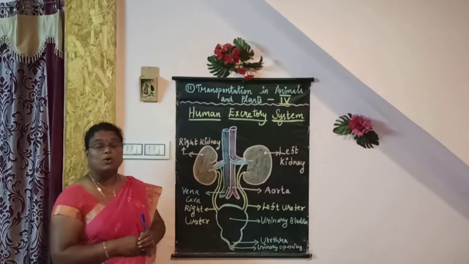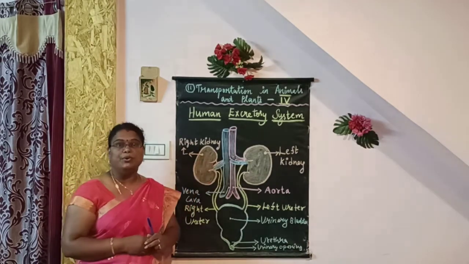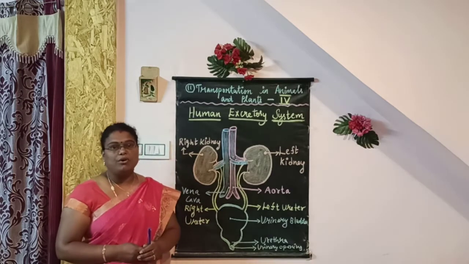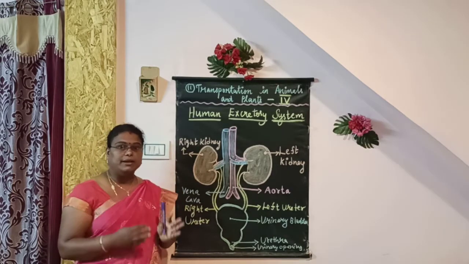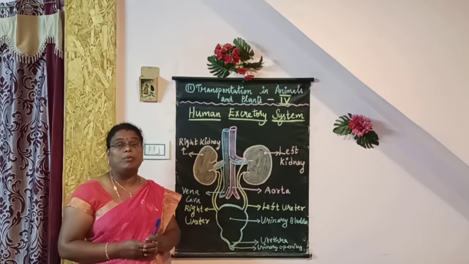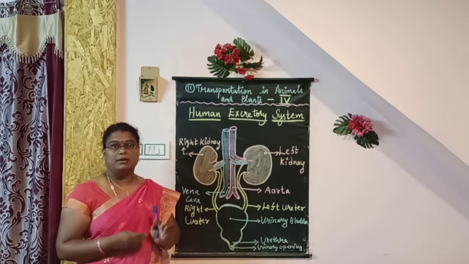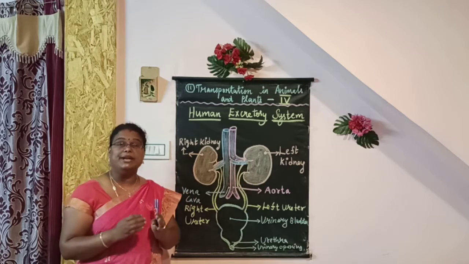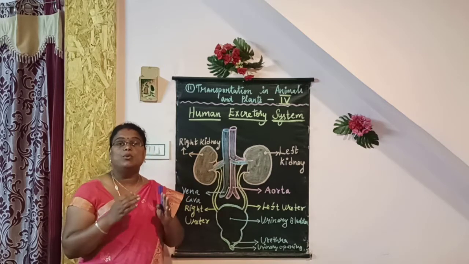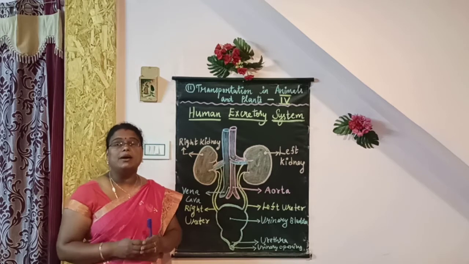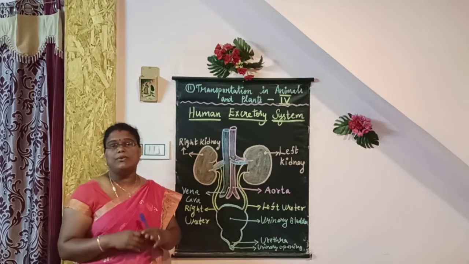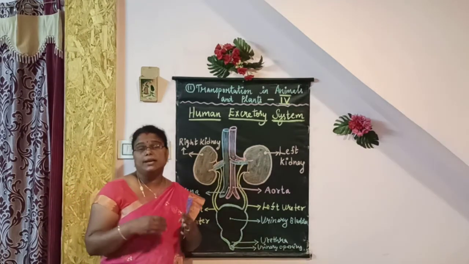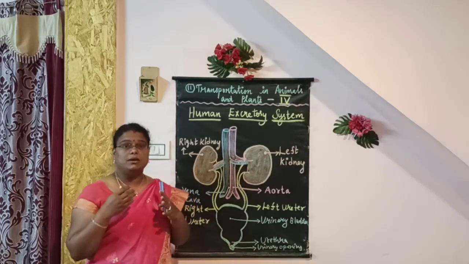So the kidney is also called the blood purifier, which helps in the purification of blood. An adult normally passes 1 to 1.8 liters of urine per day, and the composition of urine is 95% water, 2.5% urea, and 2.5% other waste materials.